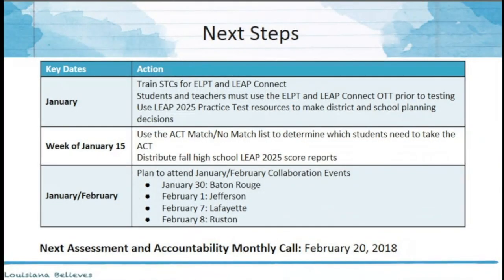Some next steps would be to make sure that training for ELPT and LEAP Connect has happened and they've used the OTT. You also want to be thinking about how to use the practice test by using the resources that are available as you're making district and school planning decisions. The ACT match-no-match lists will come this week. You also want to distribute the Fall High School LEAP 2025 score reports to those that need it and register for the collaboration events if you plan to attend. Our next monthly call will be February 20th.